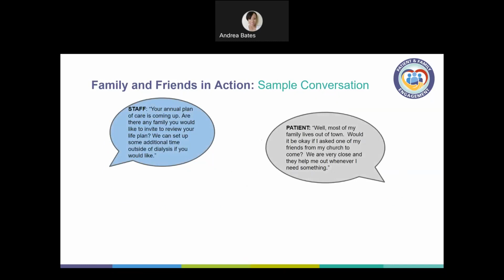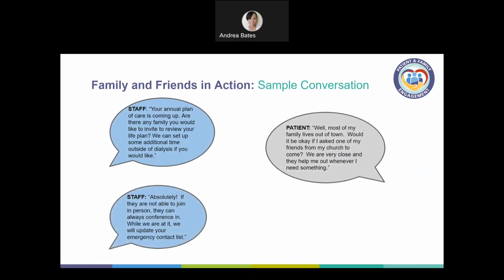And the patient may say to you, most of my family lives out of town, which is not unusual. We've come across patients like that in the past. So they say, would it be okay if I asked one of my friends from my church to come? We are very close and they help me out whenever I need something. It's always important for staff to try to accommodate the patient to their needs as best as possible.